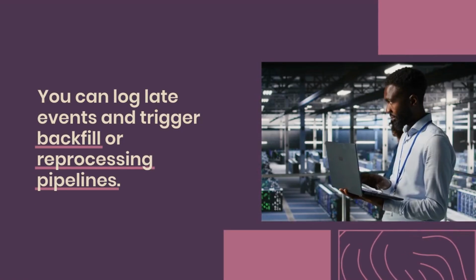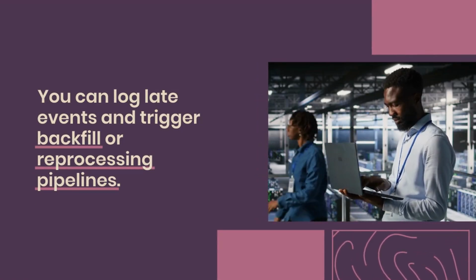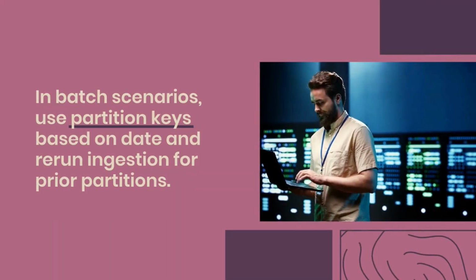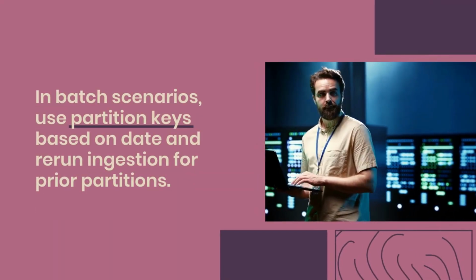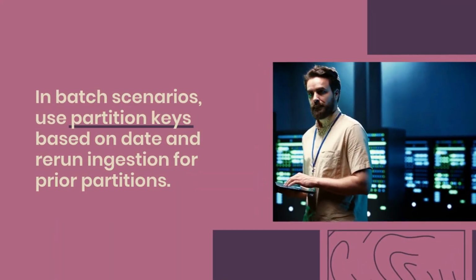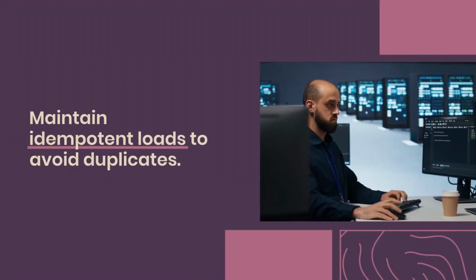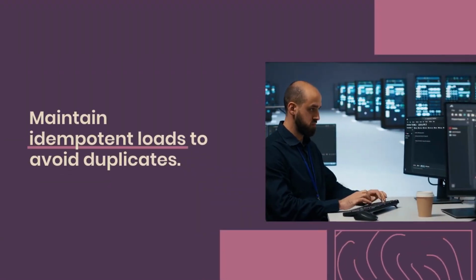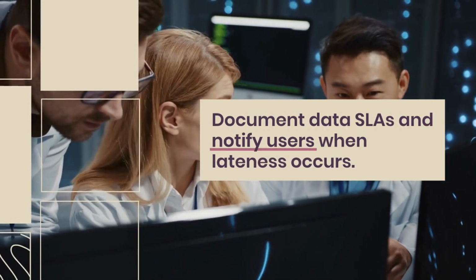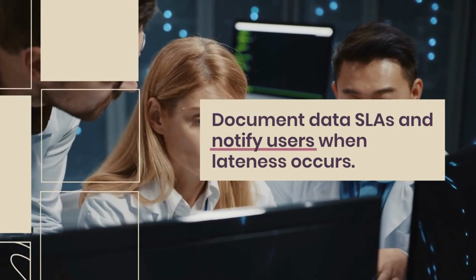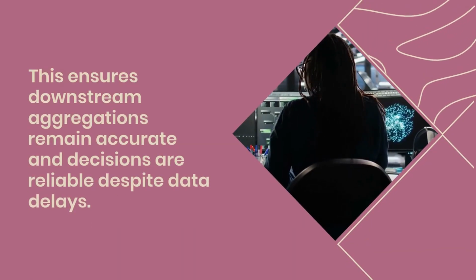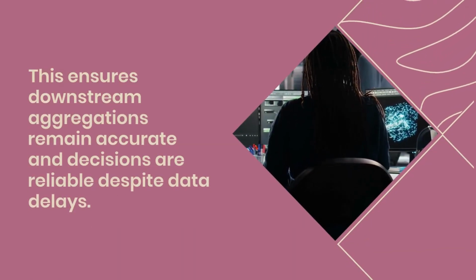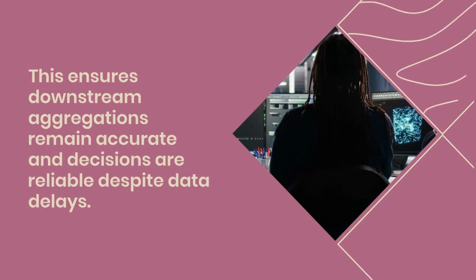You can log late events and trigger backfill or reprocessing pipelines. In batch scenarios, use partition keys based on date and rerun ingestion for prior partitions. Maintain idempotent loads to avoid duplicates. Document data SLAs and notify users when lateness occurs. This ensures downstream aggregations remain accurate and decisions are reliable despite data delays.